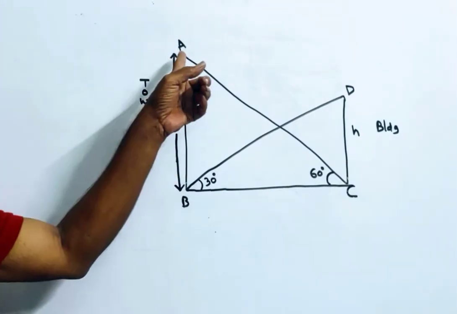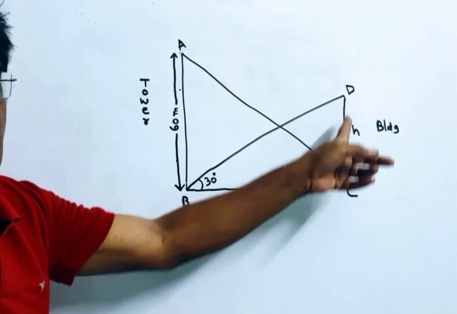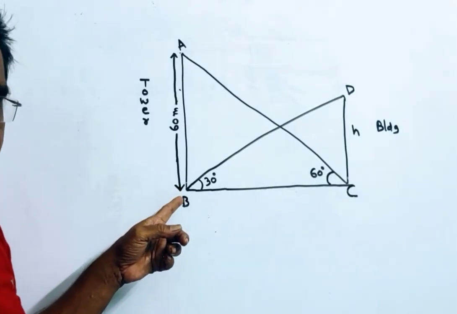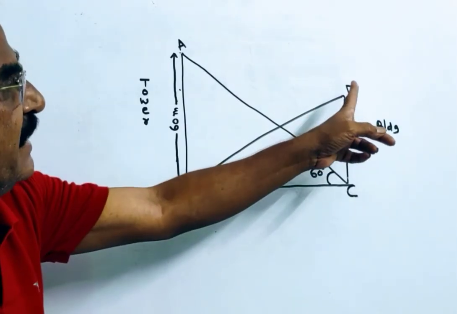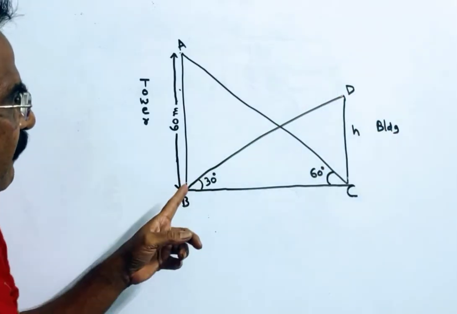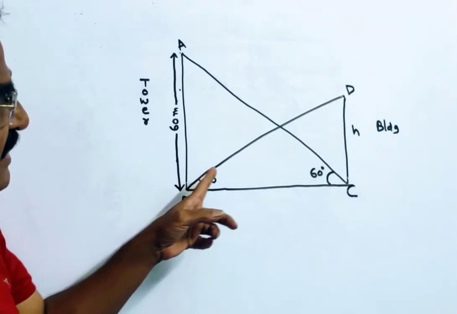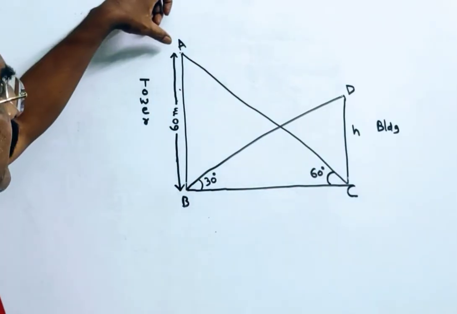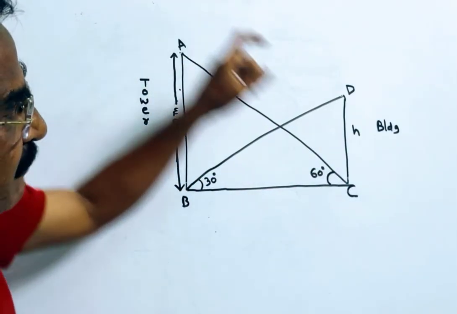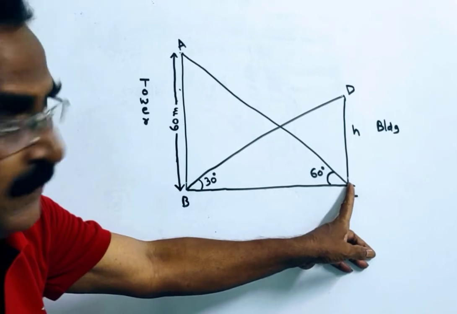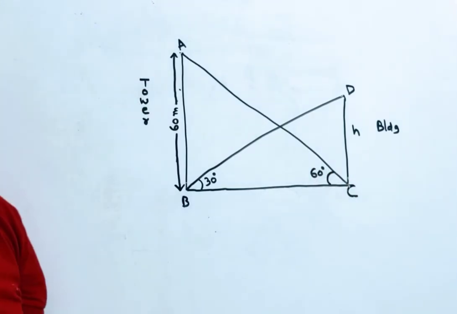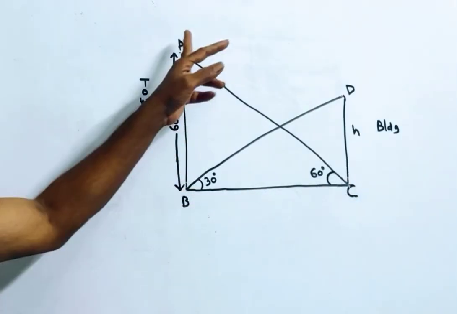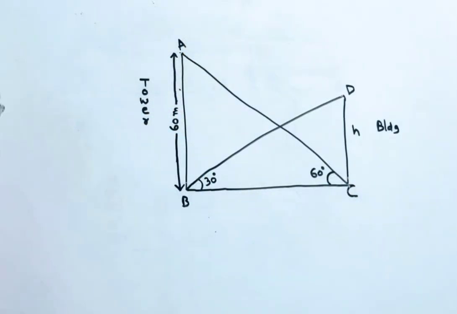See friends, this is the tower and this is the building. The angle of elevation of the top of the building from the foot of the tower is 30 degrees, and the angle of elevation of the top of the tower from the foot of the building is 60 degrees. And here our question is, what is the height of the building? See, the height of the tower is given as 60 meters.